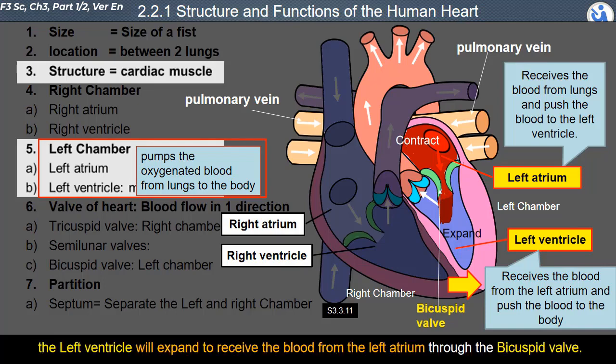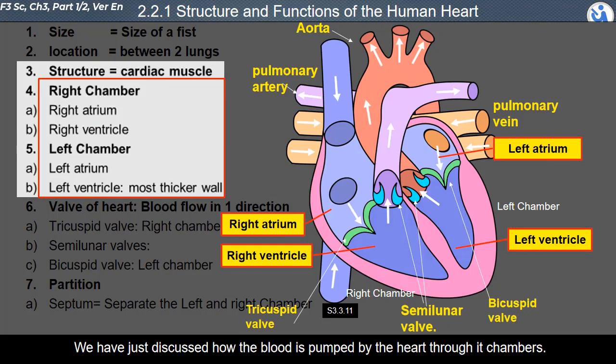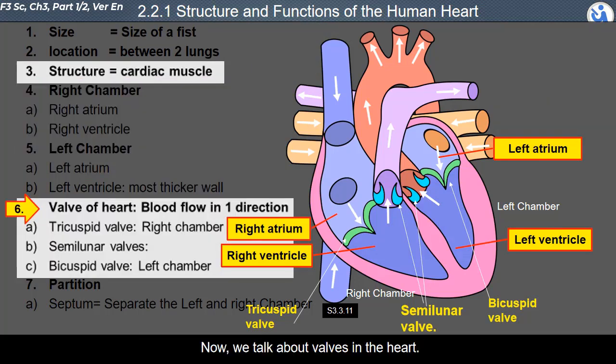The left ventricle will expand to receive the blood from the left atrium through the bicuspid valve. The left ventricle will contract to push the blood to the body through the semilunar valve and the aorta. We have just discussed how the blood is pumped by the heart through its chambers. Now, we talk about valves in the heart.